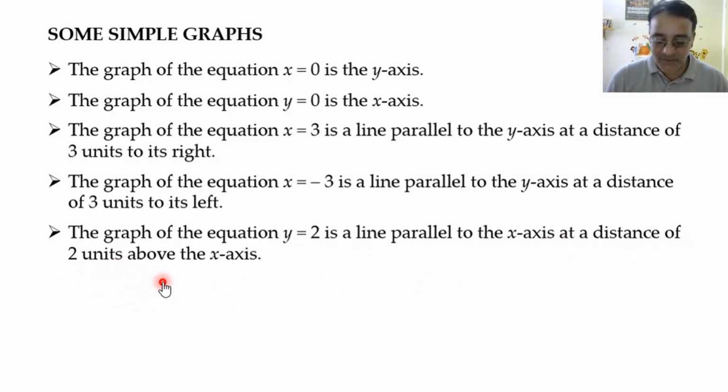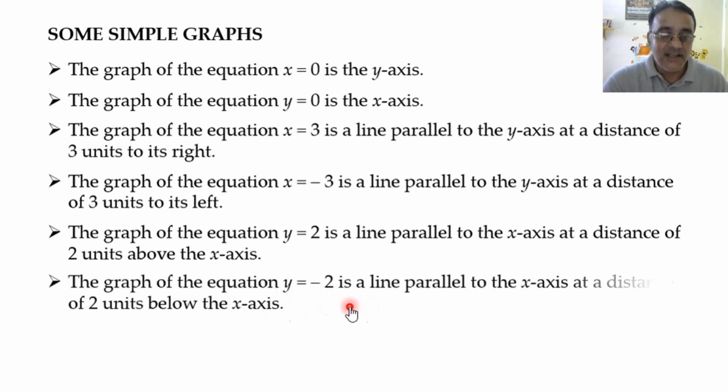Similarly, if y equals -2, it will be below the x-axis, right below the x-axis. So the graph of the equation y equals -2 is a line parallel to x-axis at a distance of 2 units below the x-axis. Any doubt in this last section?